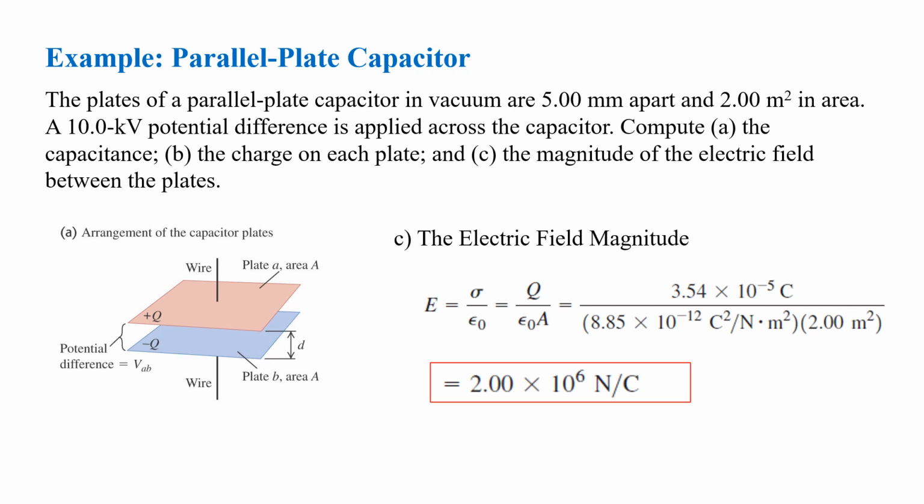So finally, let's solve for the magnitude of the electric field between the plates. The magnitude of the electric field between the plates is just your E. It's equal to your sigma, which is your surface charge density, over epsilon naught. Your surface charge density is equal to your Q over your A. So your electric field magnitude is Q over epsilon naught A. We have already solved for your Q, and then you have here your epsilon naught times your area. This is again straightforward, and solving this, you get an electric field magnitude equal to 2 times 10 to the 6 Newton per Coulomb.